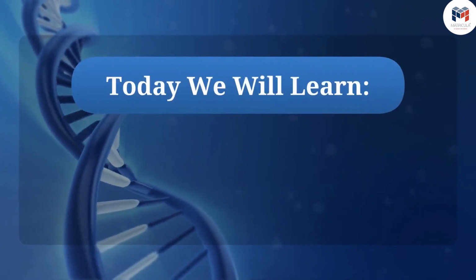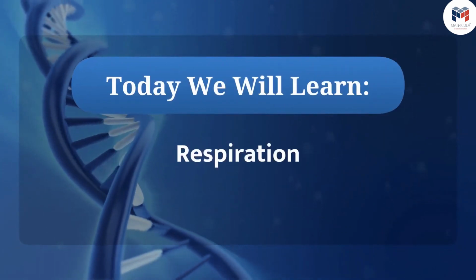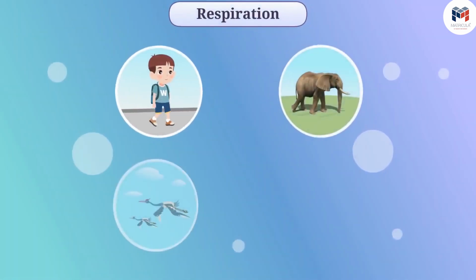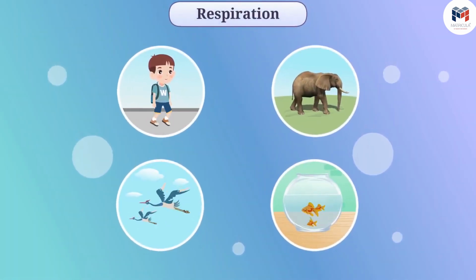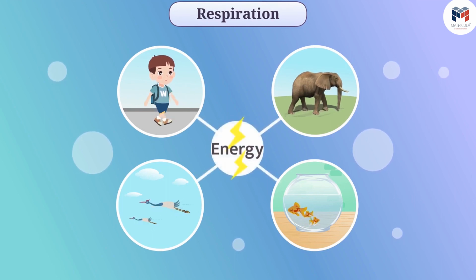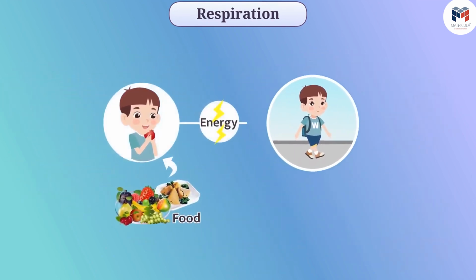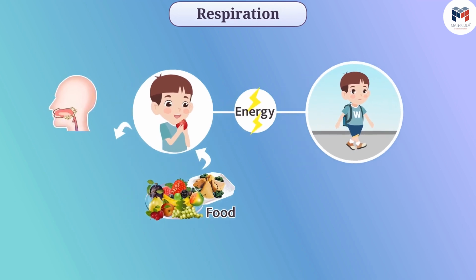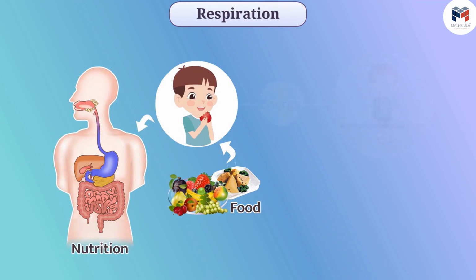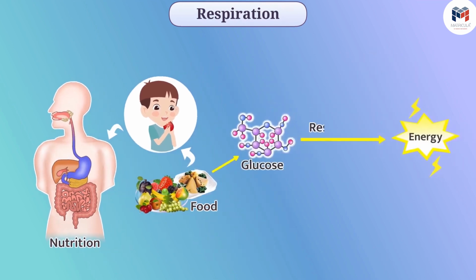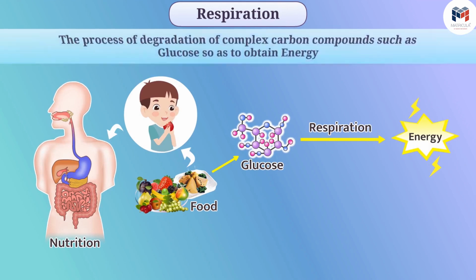Today we will learn about respiration. In the previous video, we have learned that living beings need energy to do different tasks. This energy is obtained from food. Living beings obtain their food through the process of nutrition. For the production of energy from food, the process of respiration is important. The process of degradation of complex carbon compounds such as glucose so as to obtain energy is called respiration.